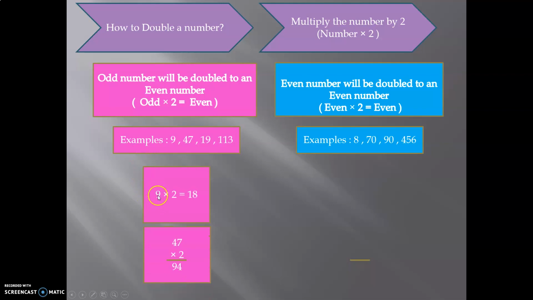If you want to double 9 and it is odd, the double of it is 18. If you want to double 47, the double of it is 94. And here also doubling of 8 is 16, and doubling of 66 is 132. If you want to double an even number, you get an even answer. If you want to double an odd number, the answer is even.